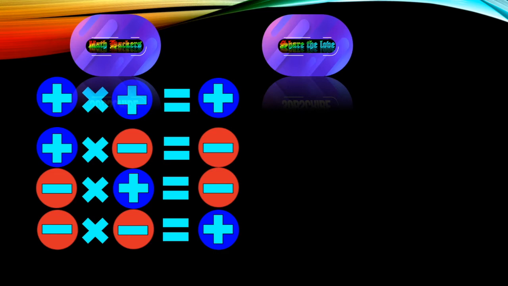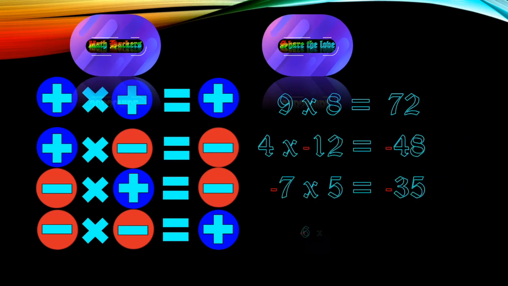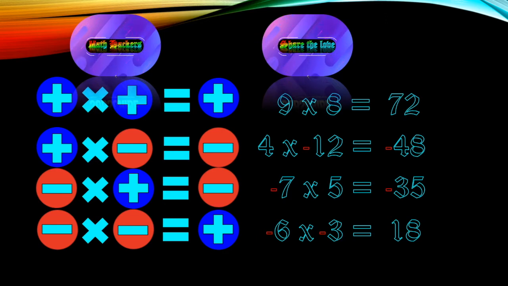As you can see, division and multiplication kind of have a similar agenda when it comes down to signs, as illustrated on the slide. A positive times a positive will equal a positive result, as in positive 9 times positive 8 will equal positive 72. Similarly, a negative times a negative will equal a positive, as in negative 6 times negative 3 will equal 18.